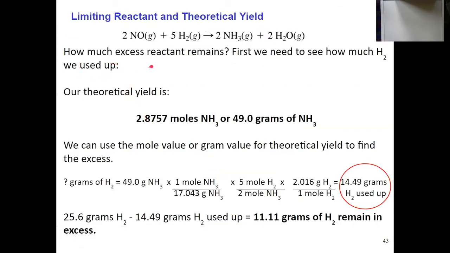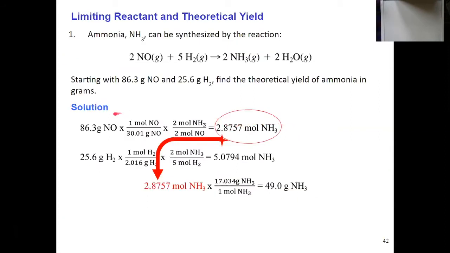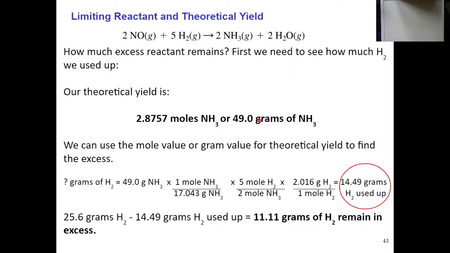All right, so I need to know how much excess reactant remains, okay? I know already that my theoretical yield is 2.8757 moles of ammonia or 49 grams of ammonia. And I know that my limiting reactant was my nitrogen monoxide gas, right? I know that because it's the reactant that produced my theoretical yield. That means that I have hydrogen gas in excess. Now, to figure out how much hydrogen gas I have in excess, I need to know how much of it I used up to make my theoretical yield.